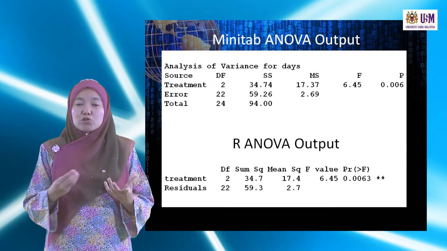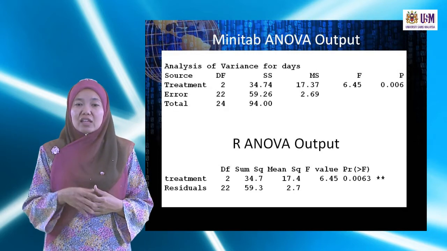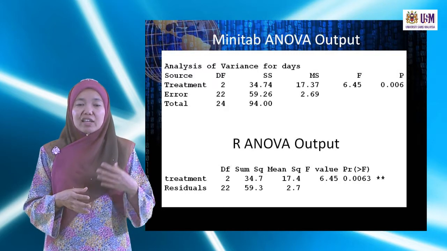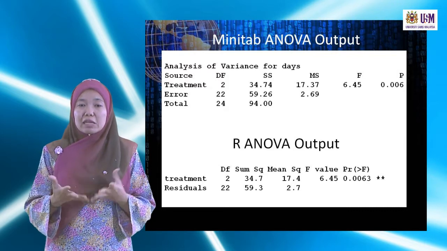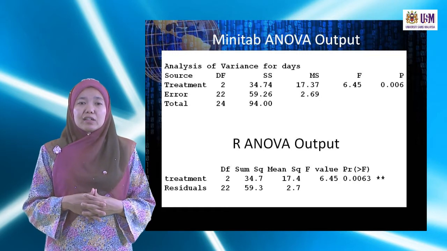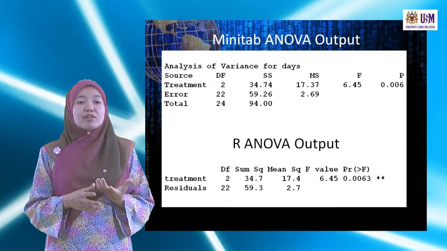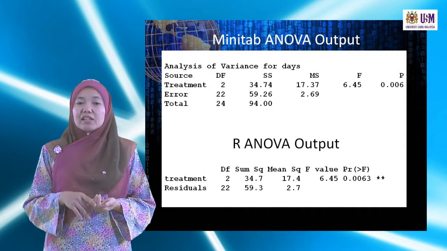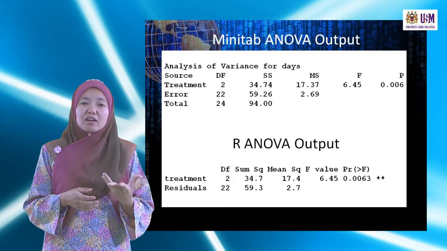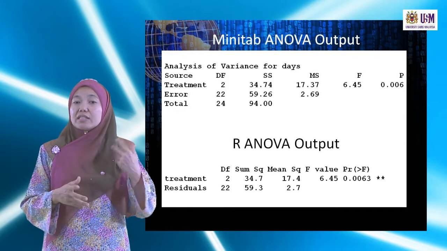If you put your data into the computer and use Minitab or R, or, in the case of our textbook, the software added on to Excel, Data Analysis Plus, you can also produce the same ANOVA table. In this case, you have the total degrees of freedom 24, made up of degrees of freedom for treatments 2 and degrees of freedom for error 22. Then the sum of squares for treatment is 34.74, and the sum of squares for error is 59.26. Add up both and you get 94, the sum of squares for total.